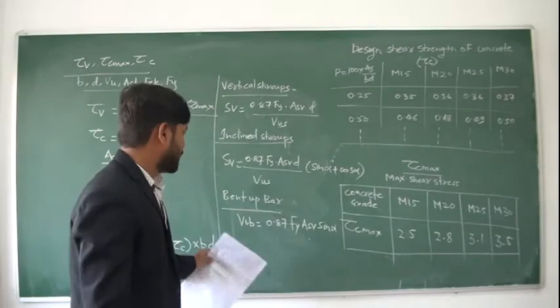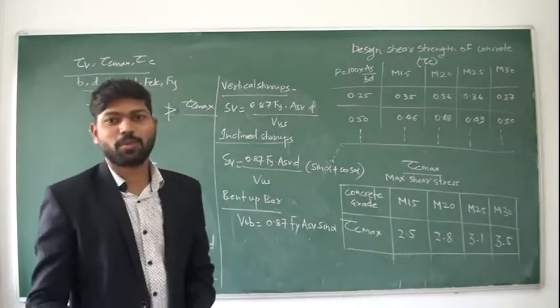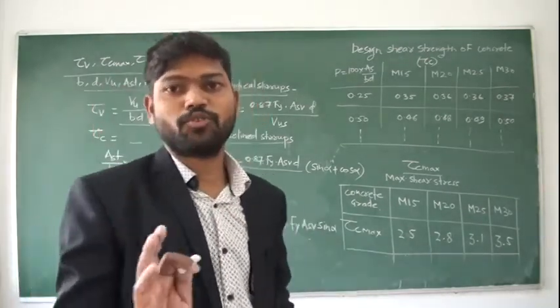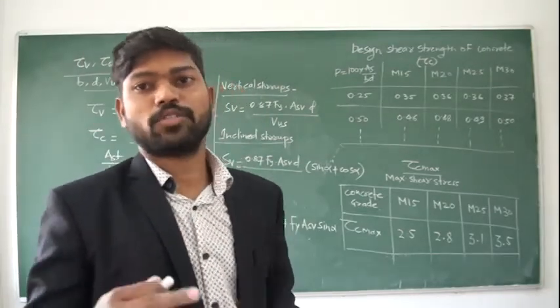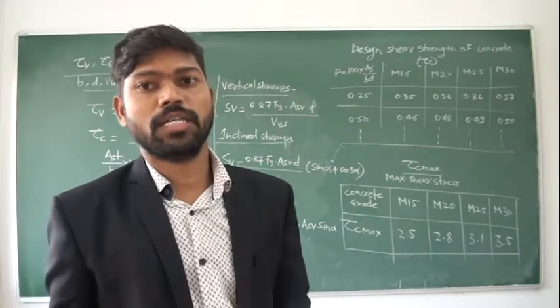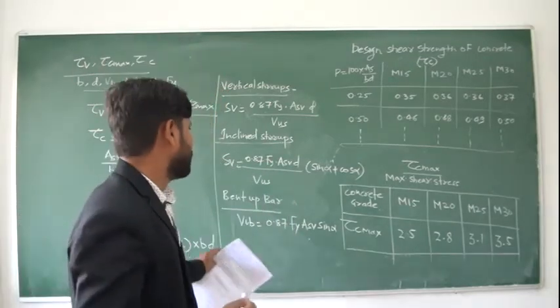Okay. So in bent up bar there is no spacing. So bent up bars are provided along the length of the beam. So there is no spacing criteria. You have to mention the number of bent up bars: 2 bent up bars of 20 mm, 3 bent up bars of 40 mm, like that. Okay. So that's why there is no spacing.